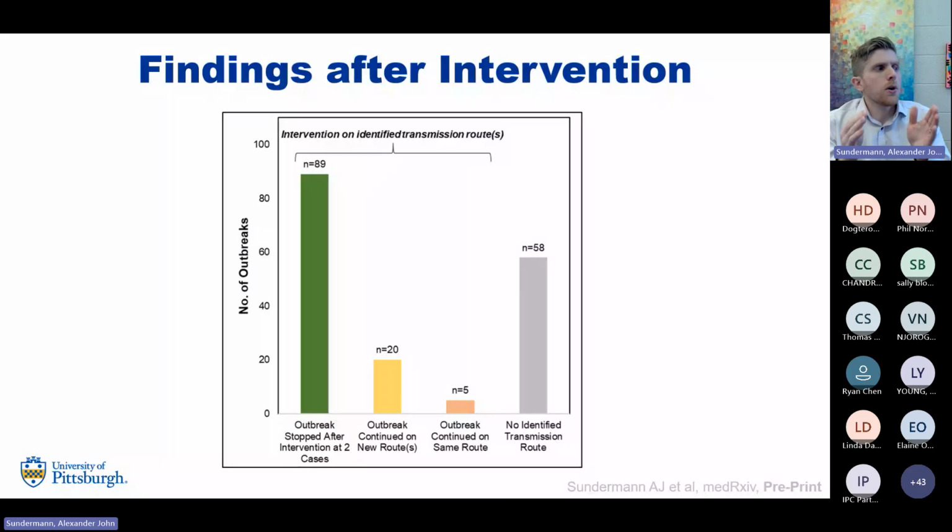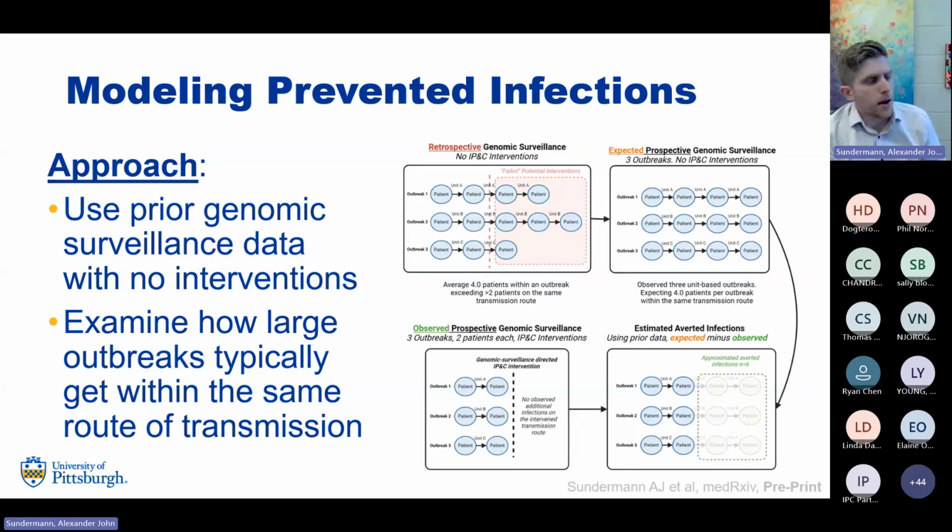So the big question is, we hypothesized in the past we could have prevented infection. We're doing these interventions now. How many infections did we actually prevent? So we wanted to use that retrospective genomic surveillance data where we made no interventions. But we wanted to track not necessarily how big the outbreaks get or how many outbreaks there are. We're making an intervention and we're trying to stop the outbreak on the thing that we're intervening on, the unit that we're intervening on, the piece of equipment that we're intervening on.